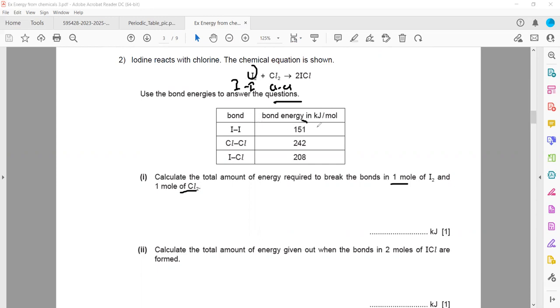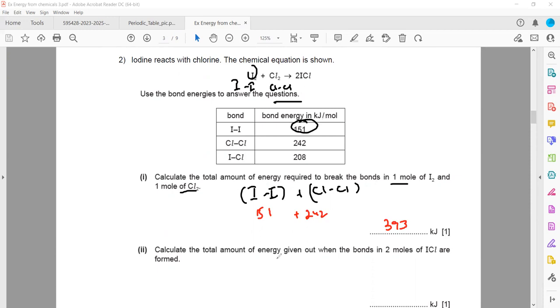So for iodine, it is 151, and for chlorine, it is 242. So when we substitute the values, iodine is 151 and chlorine is 242. When we sum them, this will give us how much energy is needed to break the bonds. So 151 plus 242 equals 393. So 393 is the energy needed to break the bonds.